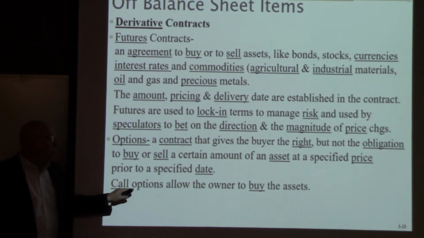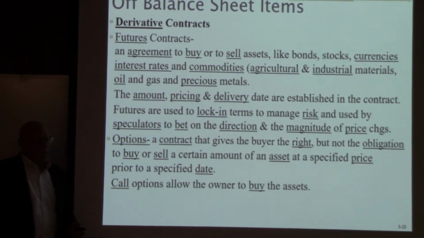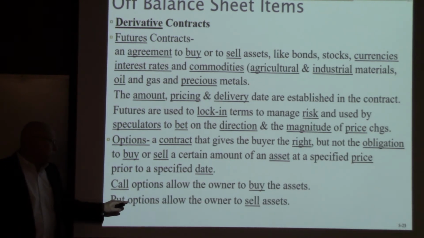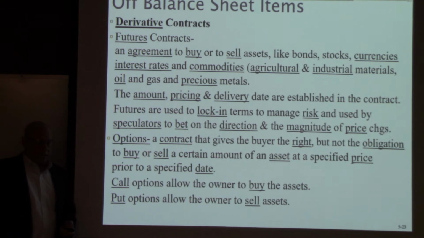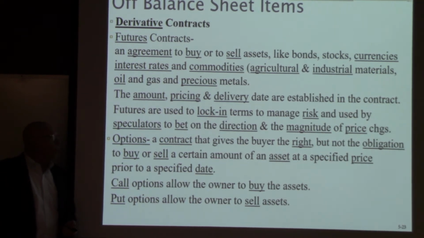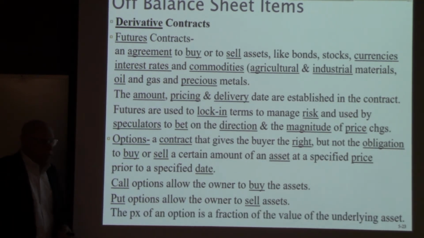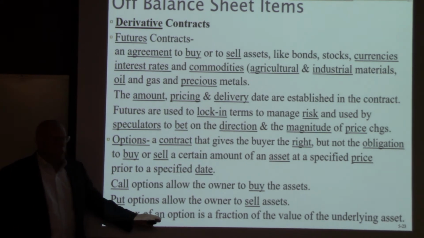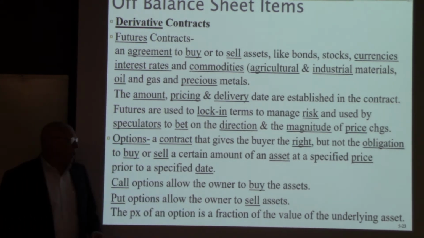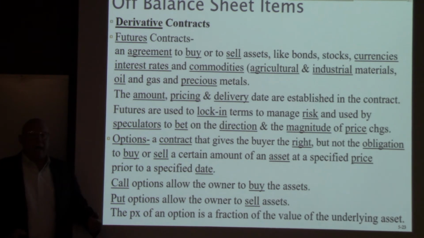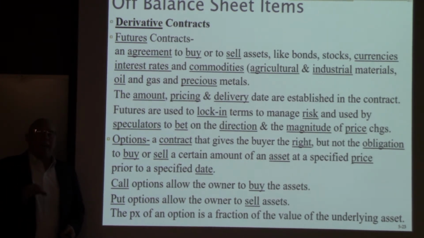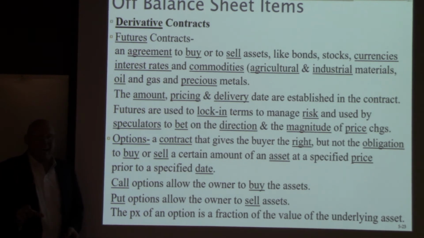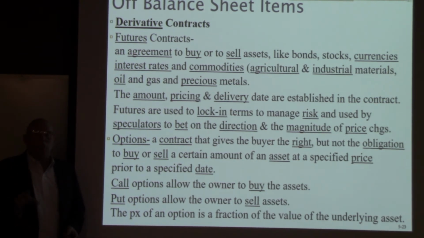There are two types of options. The call option allows the owner of the option to buy assets. Put options allow the owner of the option to sell assets. We'll get into more detail in a later chapter. The price of an option is just a fraction of the value of the underlying asset, so you can control a large amount of an asset for a period of time with a much smaller amount of money.